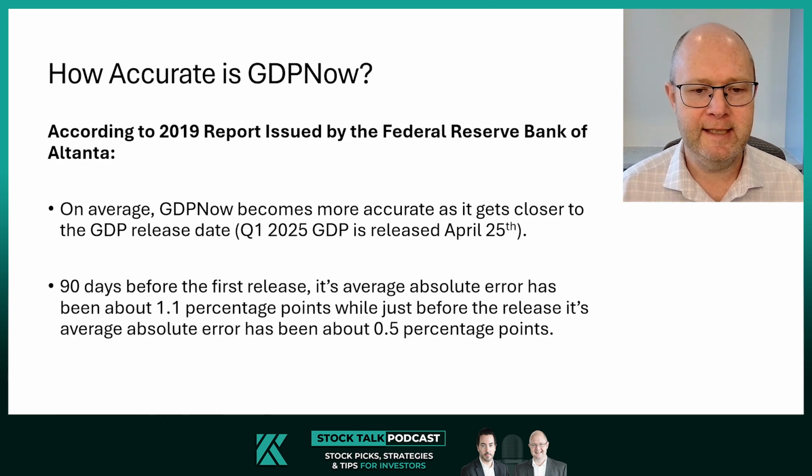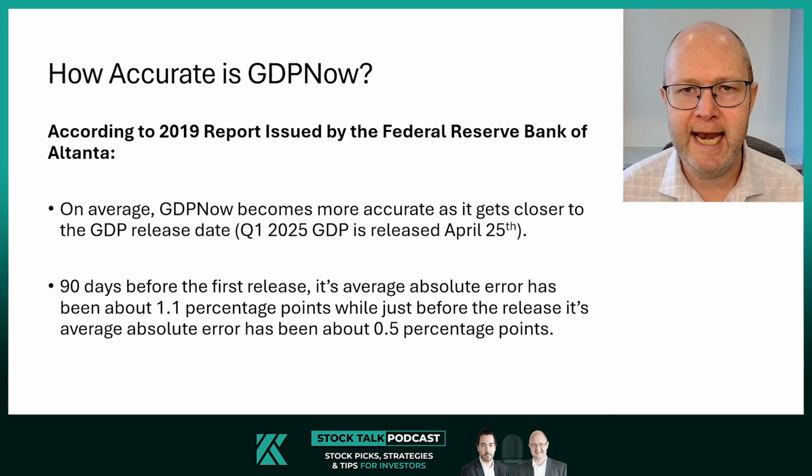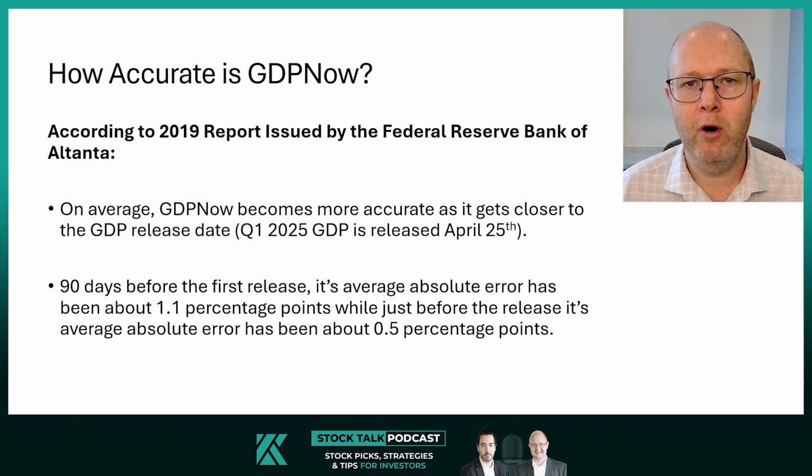When they do their analysis, they figure that 90 days before the release, on average, the absolute error is about 1.1 percentage points. And then right before the actual data is released, that is reduced down to about 0.5 percentage points. So given that we're about 45 days out, you would expect on average for us to fall within that 0.5 to 1.1% band. Now, of course, when they're estimating a decline in GDP of 2.3%, even if they're off by 1.1%, you're still looking at negative growth compared to what only a month before was expected to be a positive GDP growth quarter for the US. So this is significant.